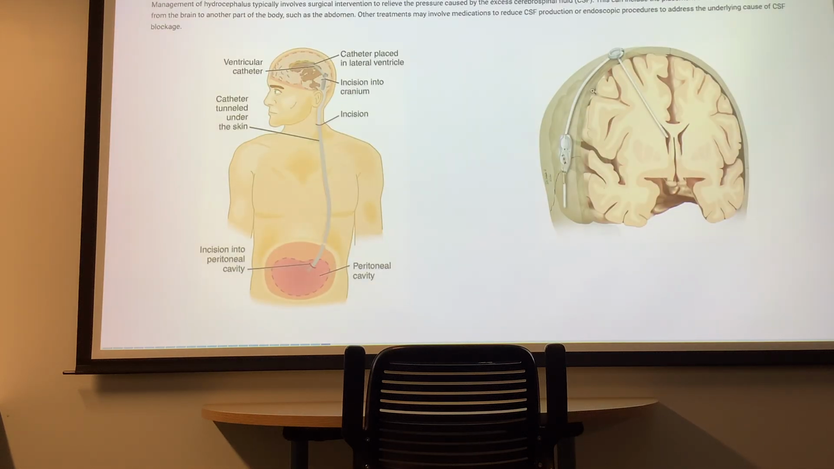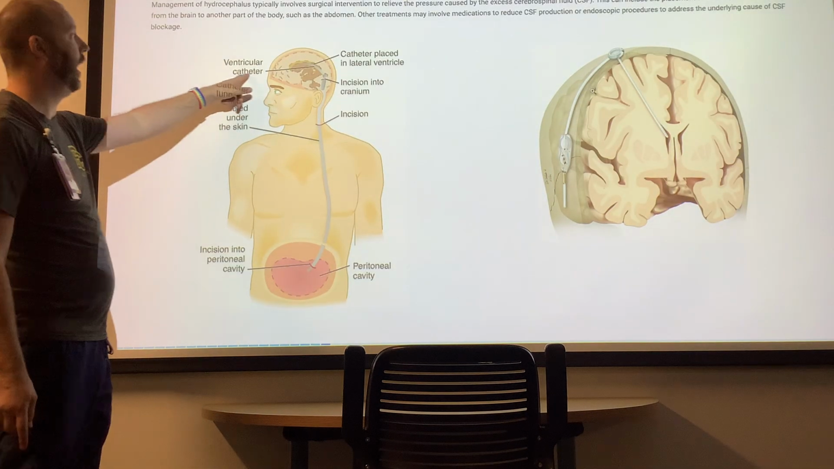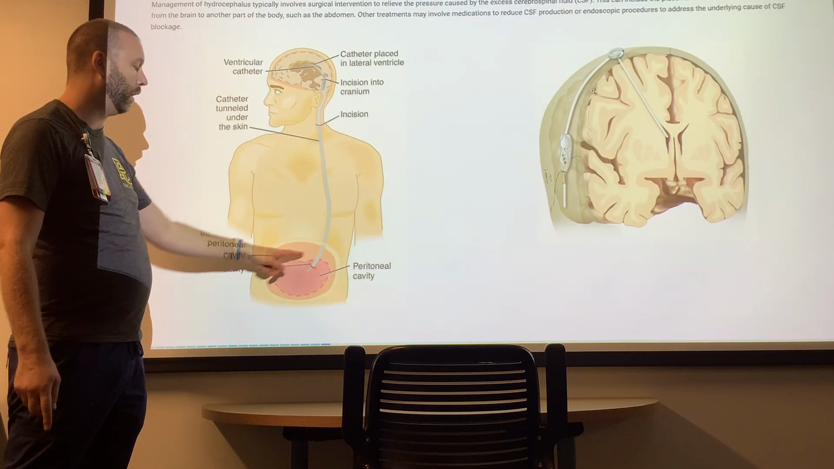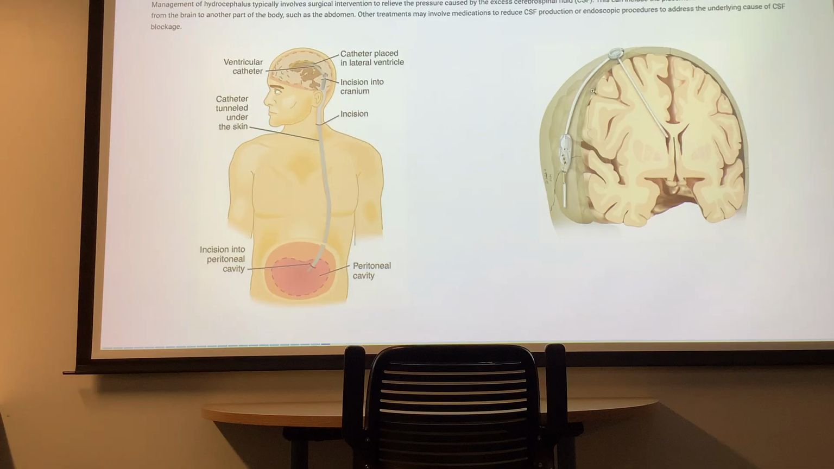So this is what they'll do. They'll put in the ventricular catheter, and you'll see it comes down, it goes behind their ear, and then in front, and then empties into their peritoneal cavity, okay? Where it is then absorbed back into the body there.